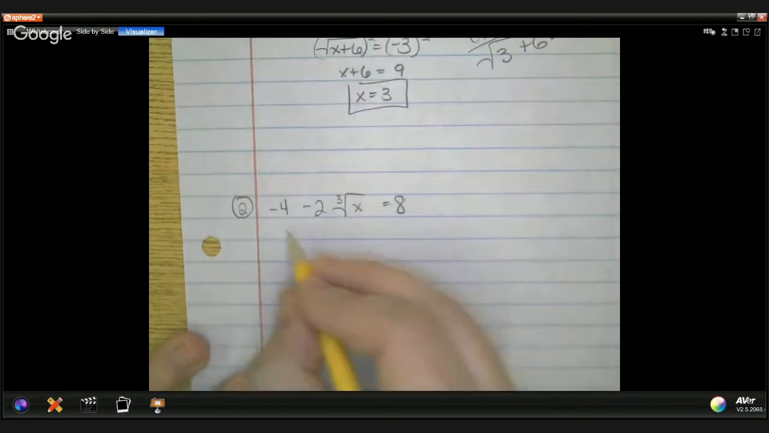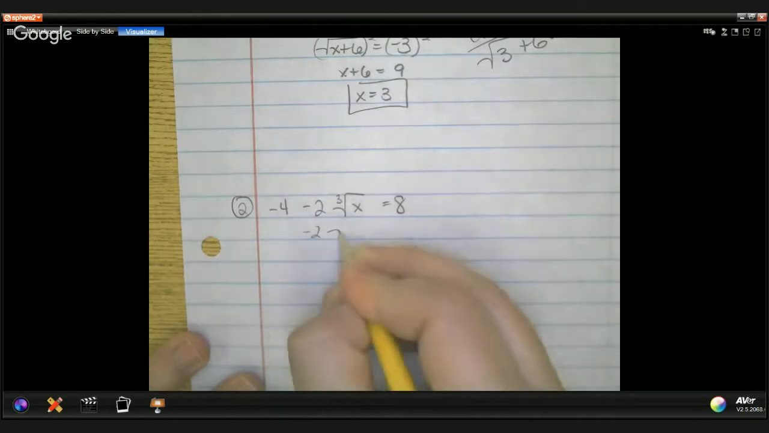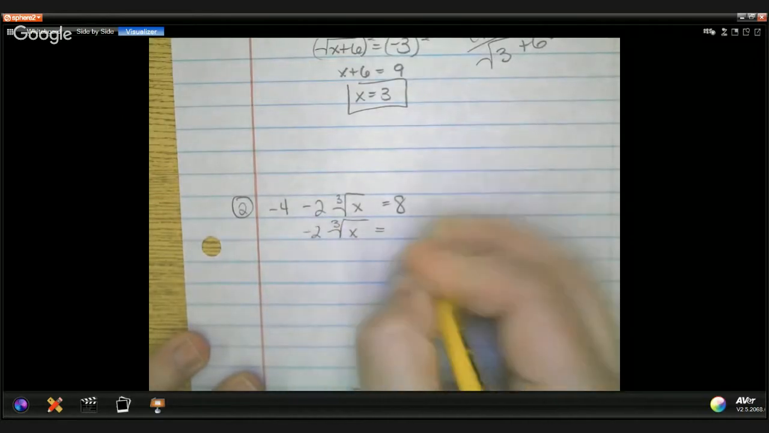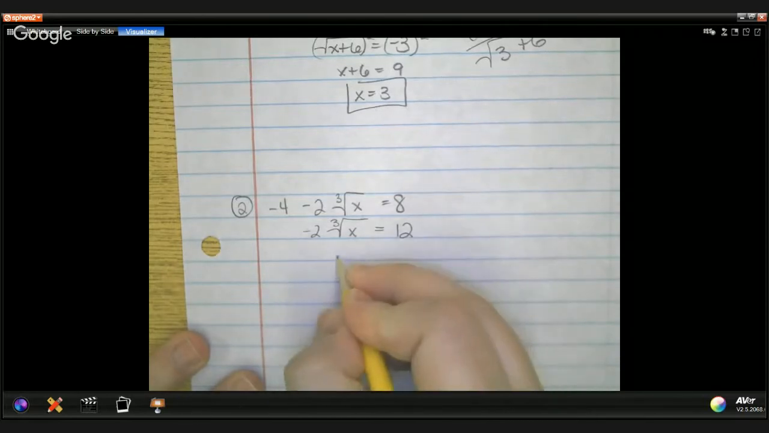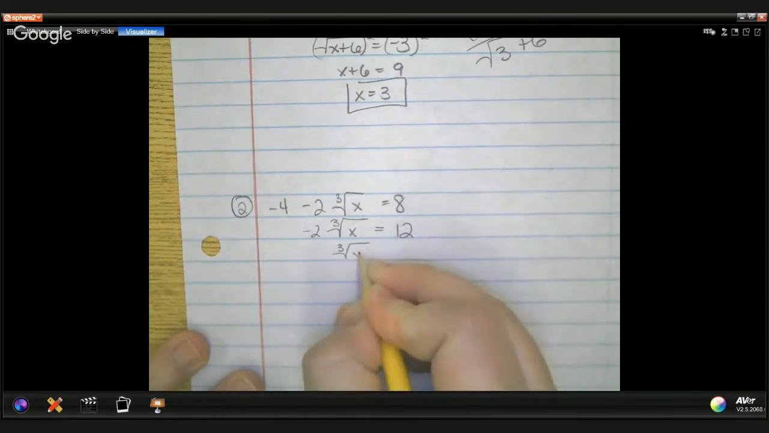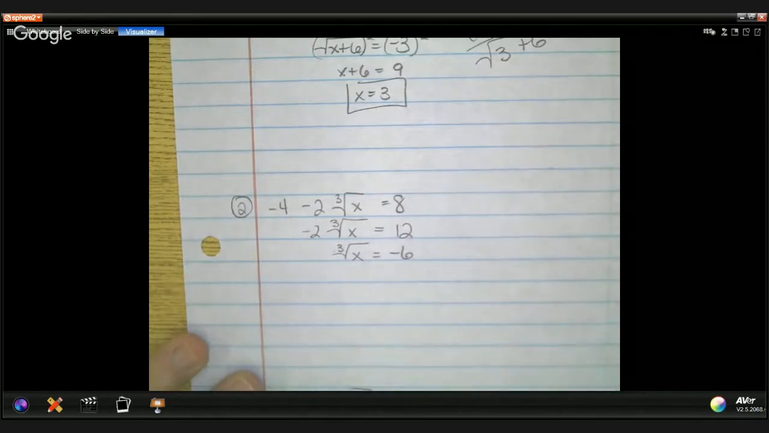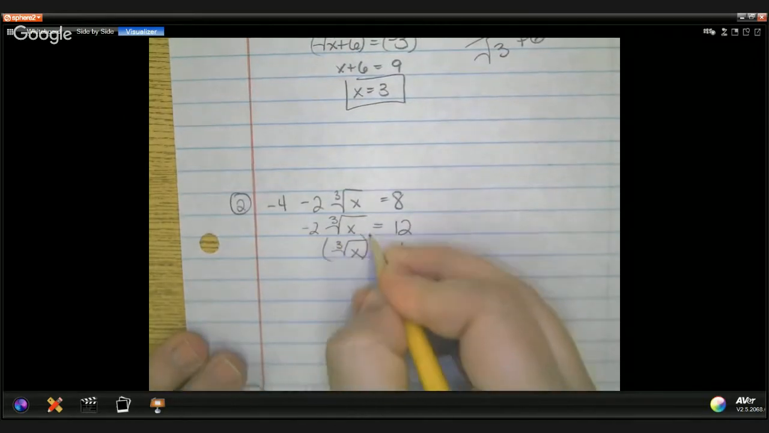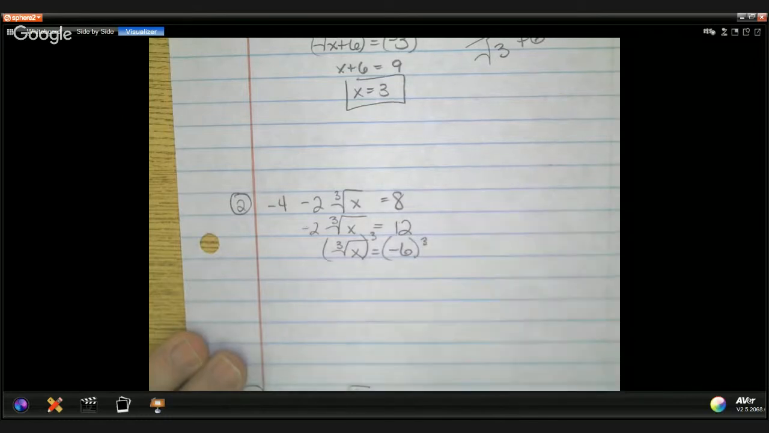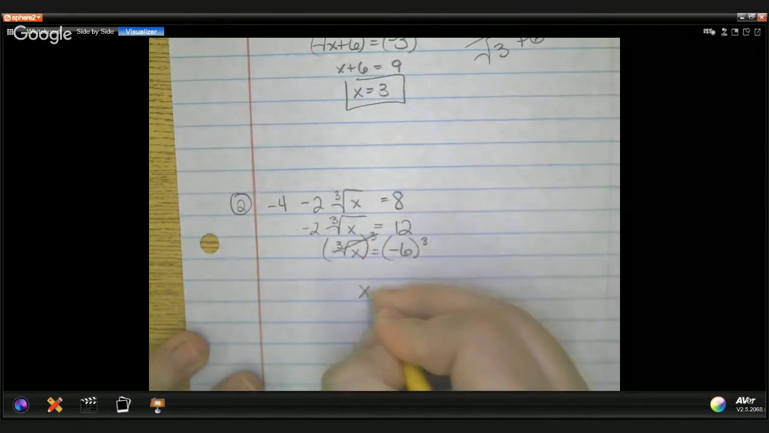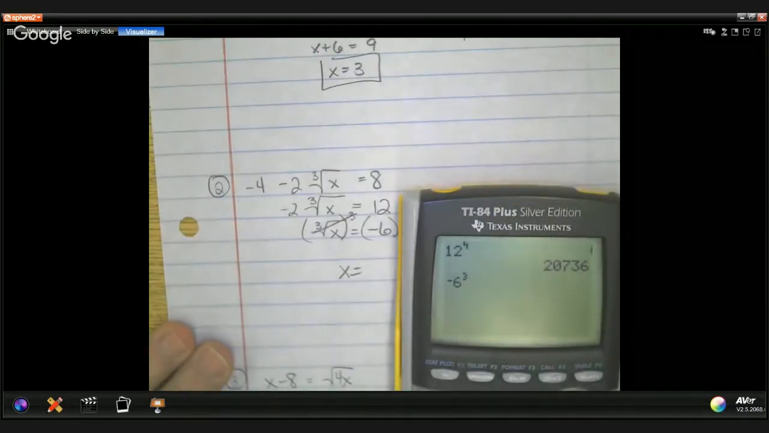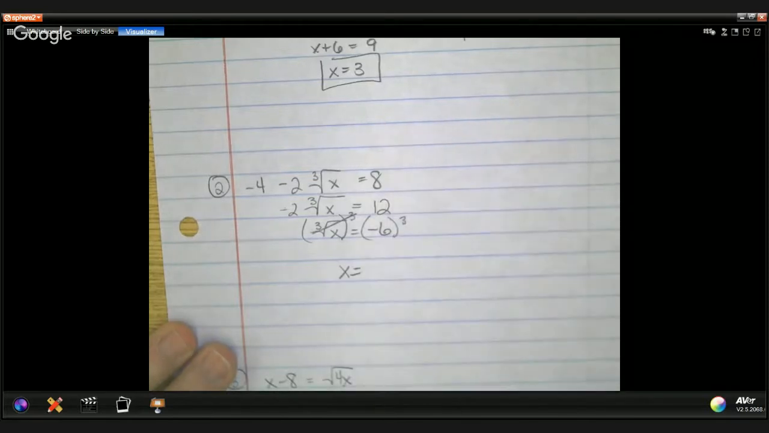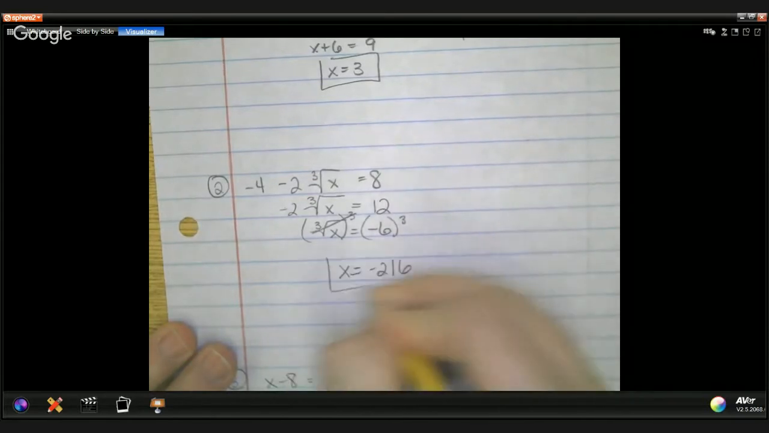For number 2, you should have added this 4 to both sides and got -2 third root of x is equal to 12. And then you should have divided by -2 and got the third root of x is -6. And then to get rid of a third root, you take it to the third power. And so I get x is equal to, let's see, -6 to the third is -216. So that should be the answer.